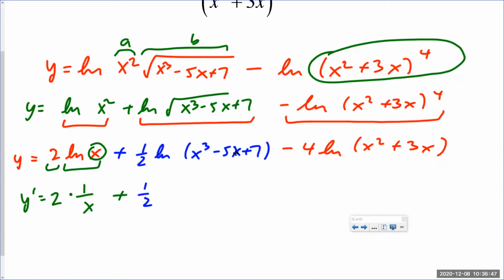1/2 ln of this. Well, what's the derivative of ln of x cubed minus 5x? It's u prime over u, right? This is your u. Your u is whatever the argument is with ln. So what's the derivative of this? 3x squared minus 5 divided by your u, which is, you just copy it. You guys getting the hang of it? Okay, you guys do the last term.